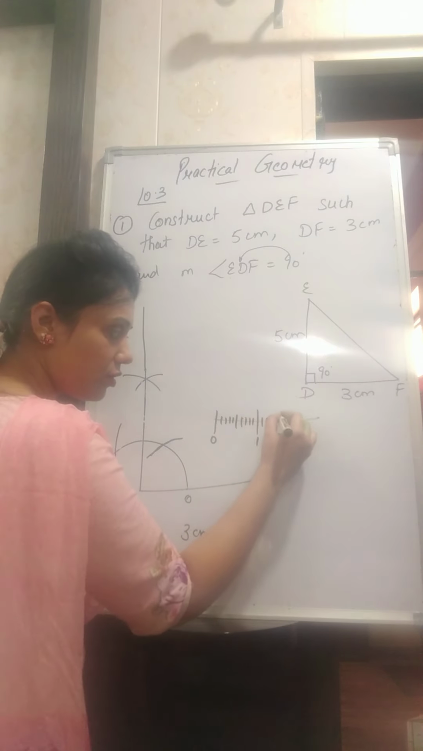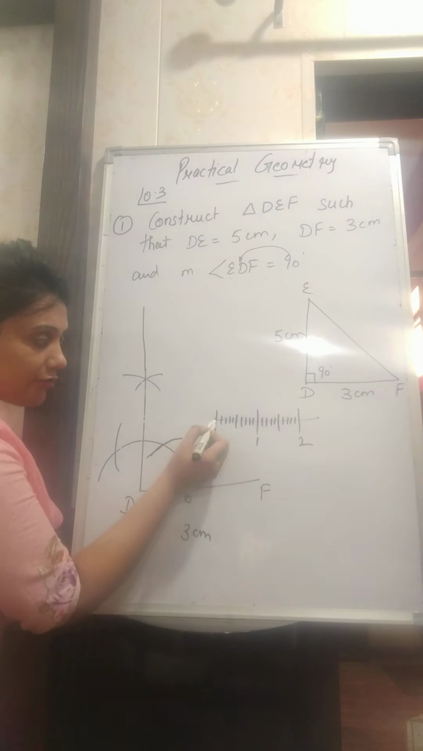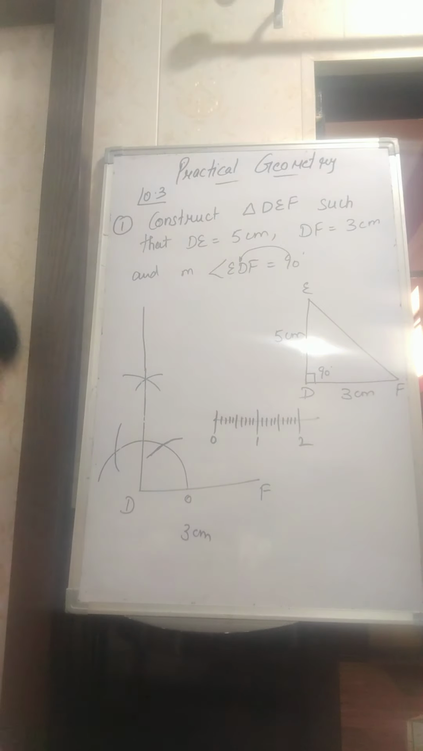1, 3, 4, 2, right? So you have to start from 0. You have to start measuring 5 centimeter from 0. So what will you do?